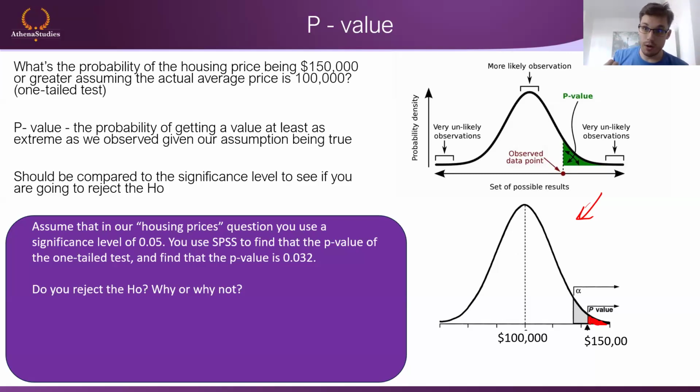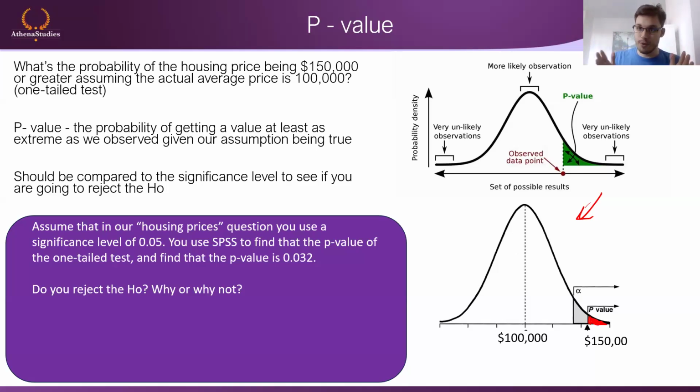So, since this probability of you being wrong, so saying that the housing price is 150 while it's 100,000, is lower than the threshold that the assignment gave you. The assignment told you you are allowed to be at least 5% wrong, right? You come back and you say, I got a result that tells me that there is only a 3.2% chance that I am wrong. The assignment then says, perfect. Your probability is lower than what we allowed you it to be. You can safely claim that the actual average price is not 100,000.